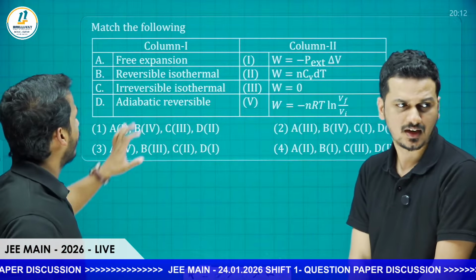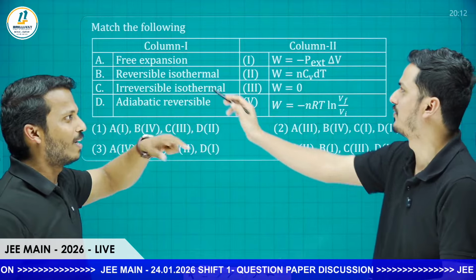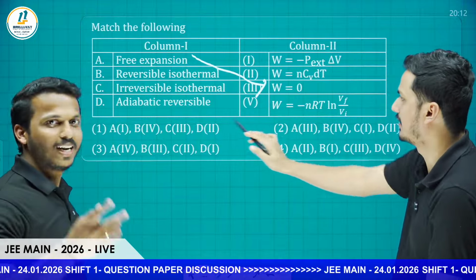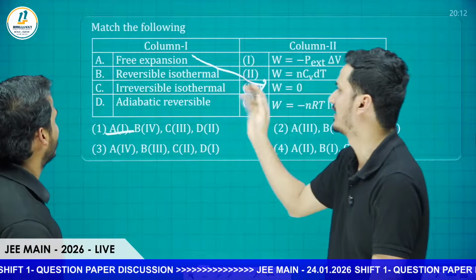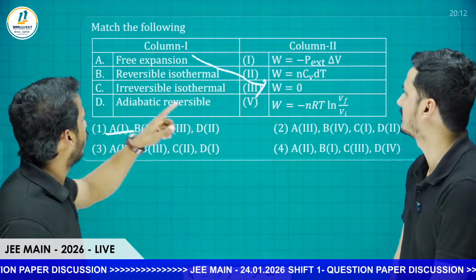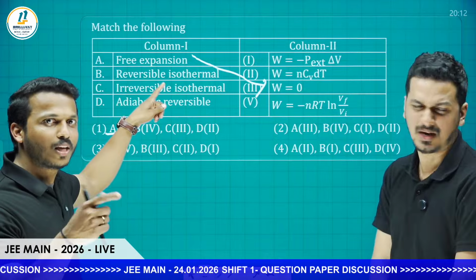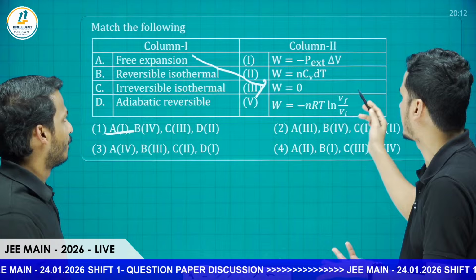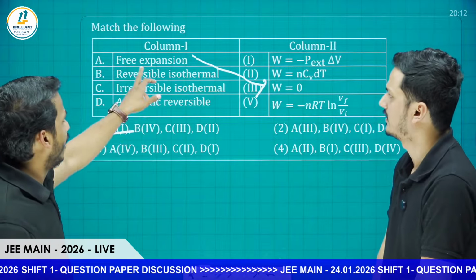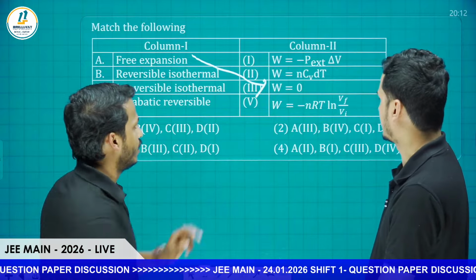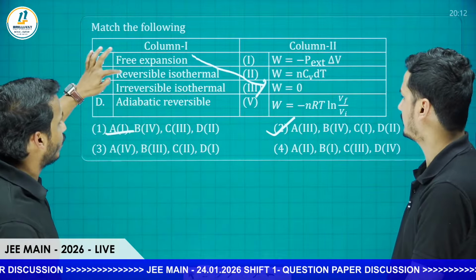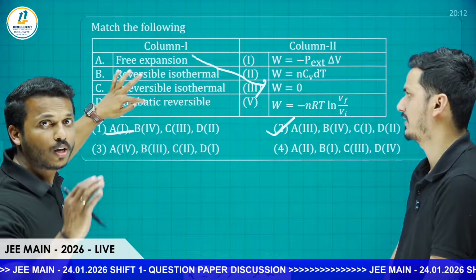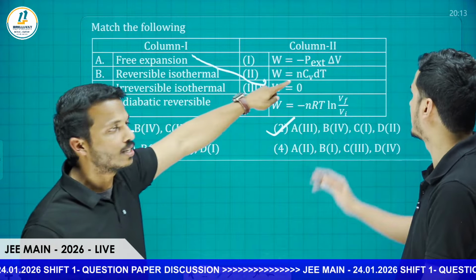Next one, free expansion. Free expansion means P external is 0, so work is equal to 0. There is only one option; yesterday also we did thermodynamics like this. Free expansion, work done is 0. For reversible isothermal and irreversible isothermal, the work is minus 2.303 nRT log of V final by V initial; that is option 3. What is the reversible isothermal, irreversible equation? And adiabatic means what? Q is 0, so work is equal to nCv delta T.